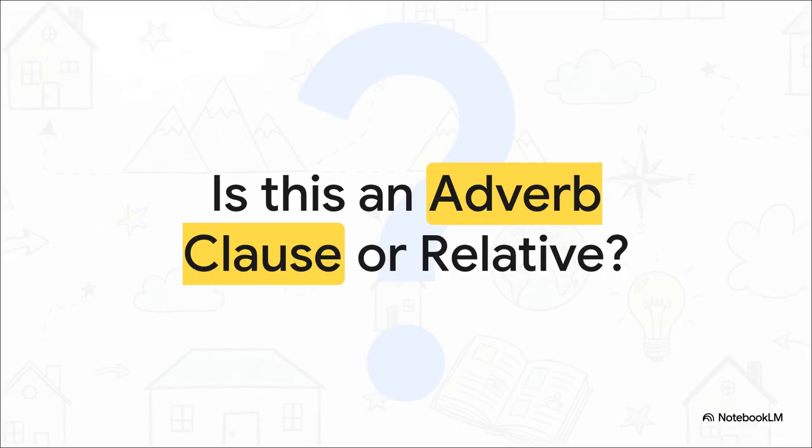All right, time to test that syntactic eye. Mini quiz 1. Is the following an adverb clause or a relative clause? This is the city where I was born. I'll give you a second to analyze what the clause is actually modifying. Got it? It is a relative clause. Why? Because where I was born directly modifies the noun the city, not an action.